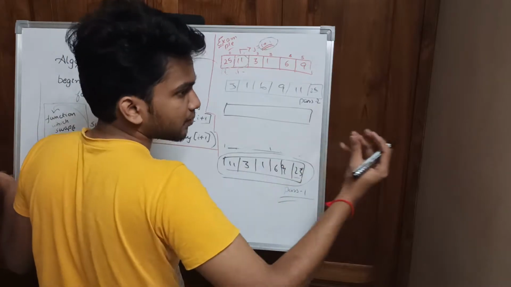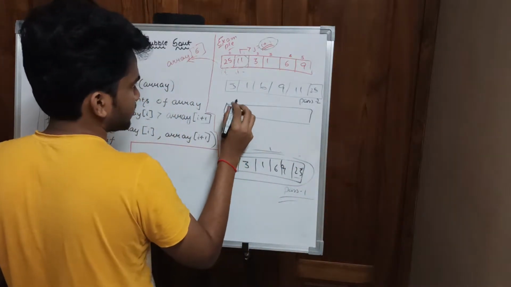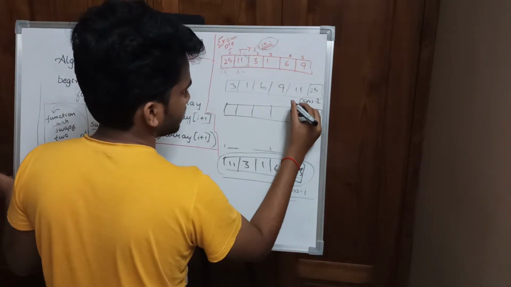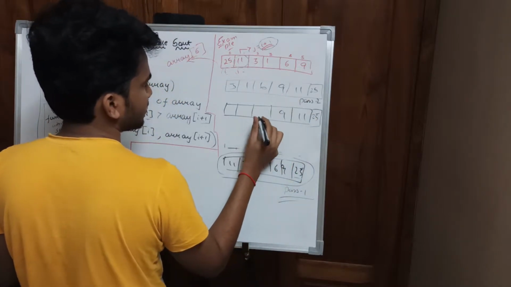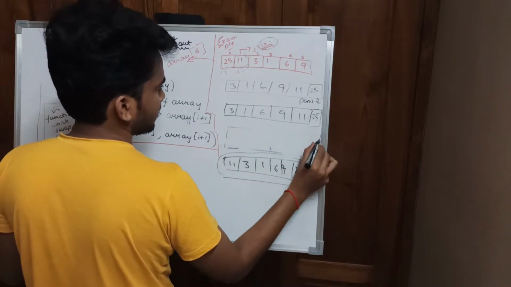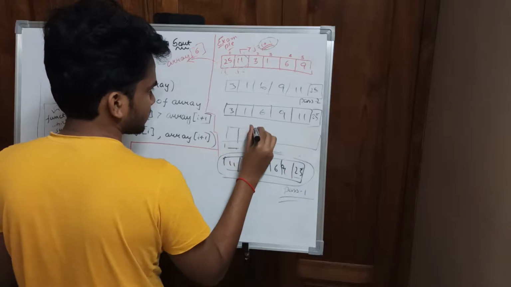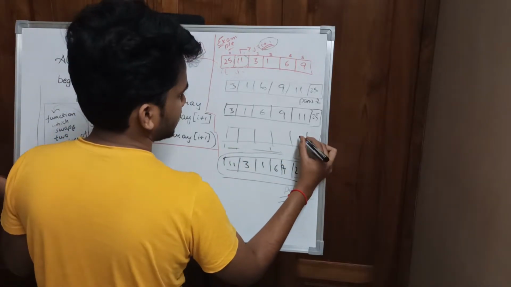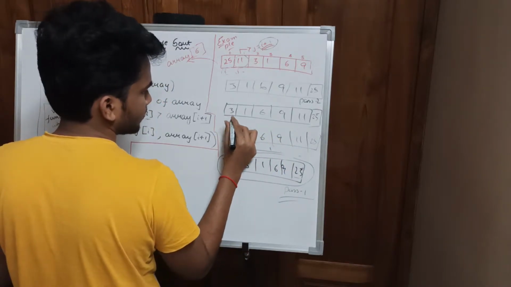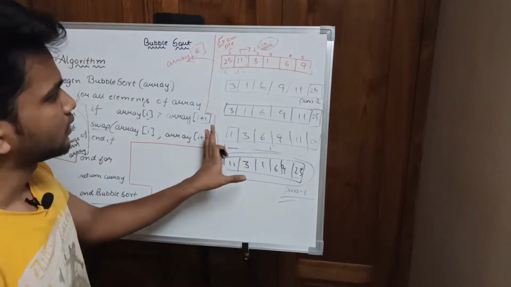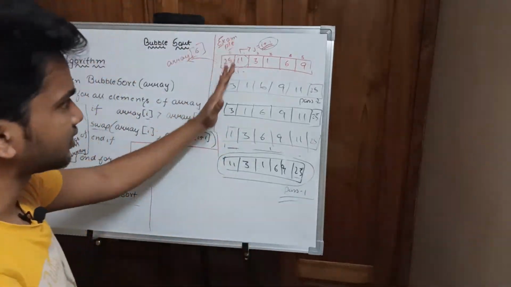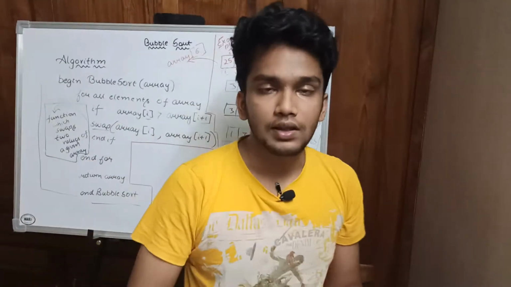Again the highest element is bubbled out to the rightmost side. Again 25, 11, 9, it's perfect, then 1, 3. This is pass 3, and coming to the last one: 25, 11, 9, 6, it should be swapped, 1, 3. So in the last pass we will get the sorted array. This is how things are going to be done in bubble sort.